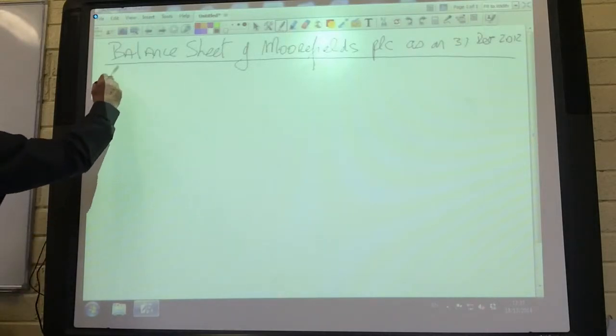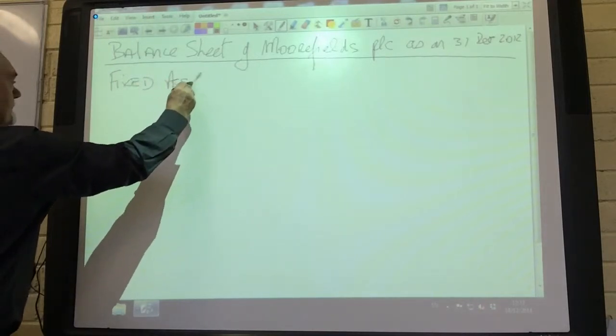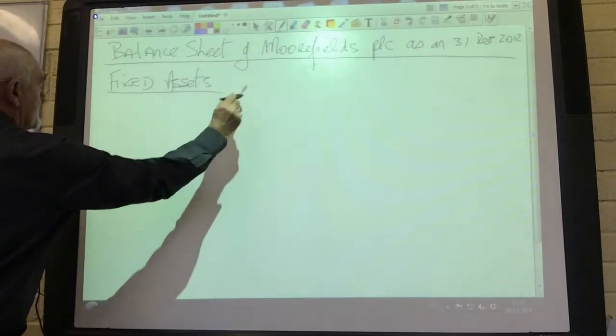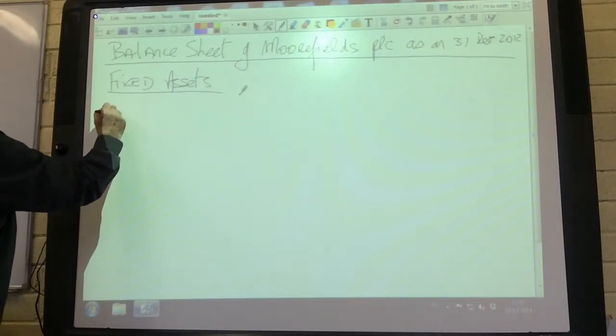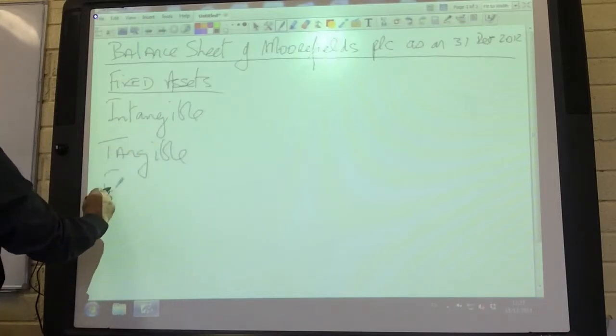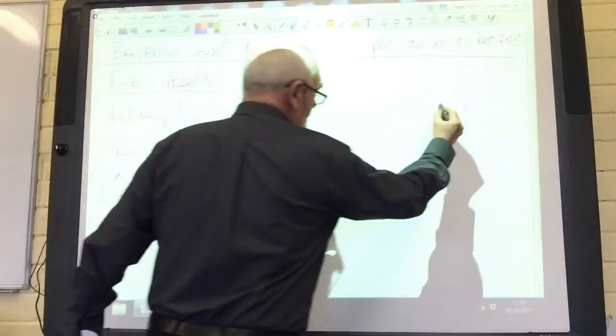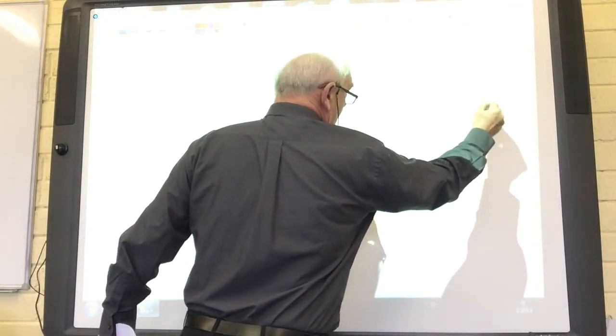We start off with fixed assets, and we have three categories or classifications. We have intangible, tangible and financial. Intangible fixed assets would be things that you can't see or touch, but they're earning an income for the firm, and typically would include things like goodwill, trademarks, and in this case patents is €30,000.